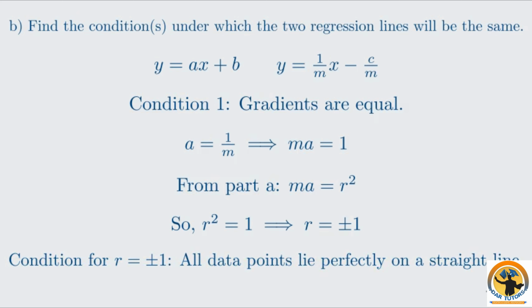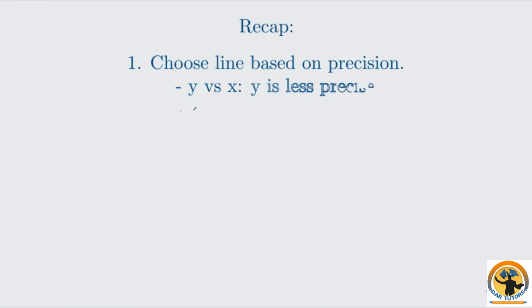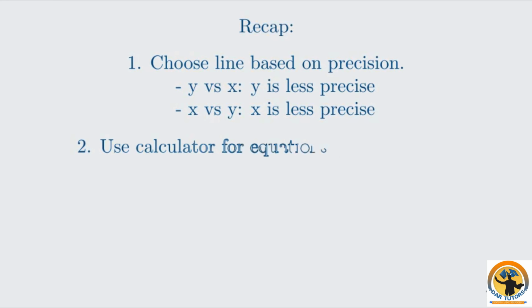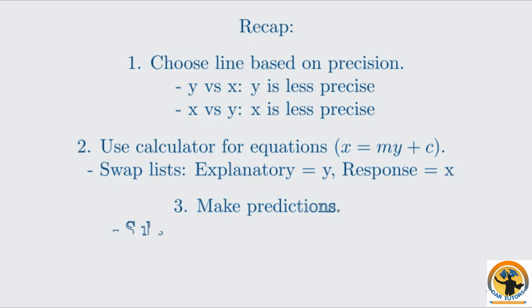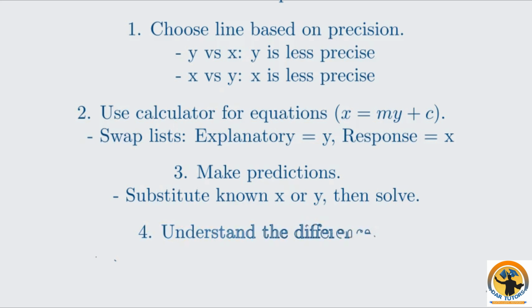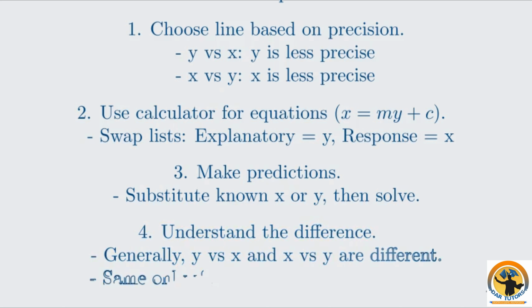So we've seen that the regression line of x against y is a powerful tool for modeling data where the y variable is more precise. We learned that the key rule is to always regress the less precise variable against the more precise one. We also saw that finding the equation is a calculator task, but you must be careful to swap the lists to get x equals my plus c. We used the line to make predictions by substituting a known value and solving for the unknown. And finally, we understood that the two regression lines are generally different, except in the rare case of perfect correlation.